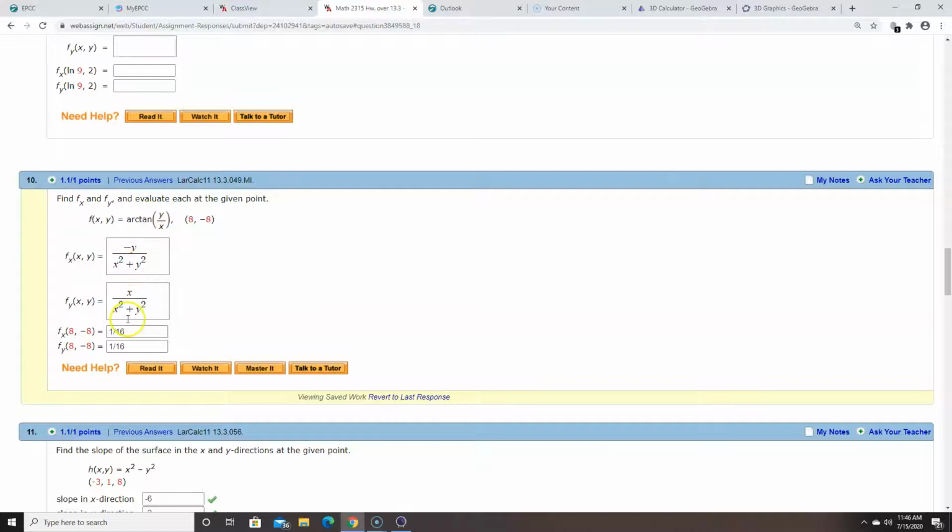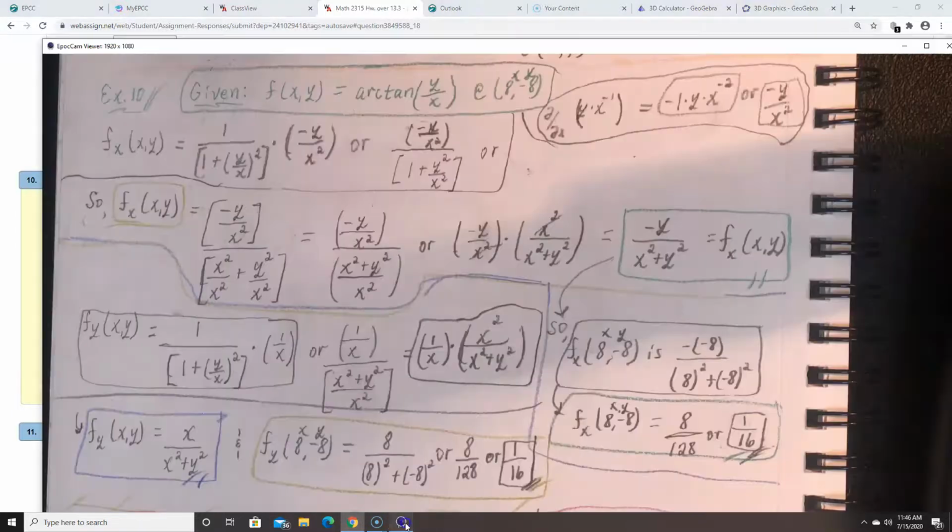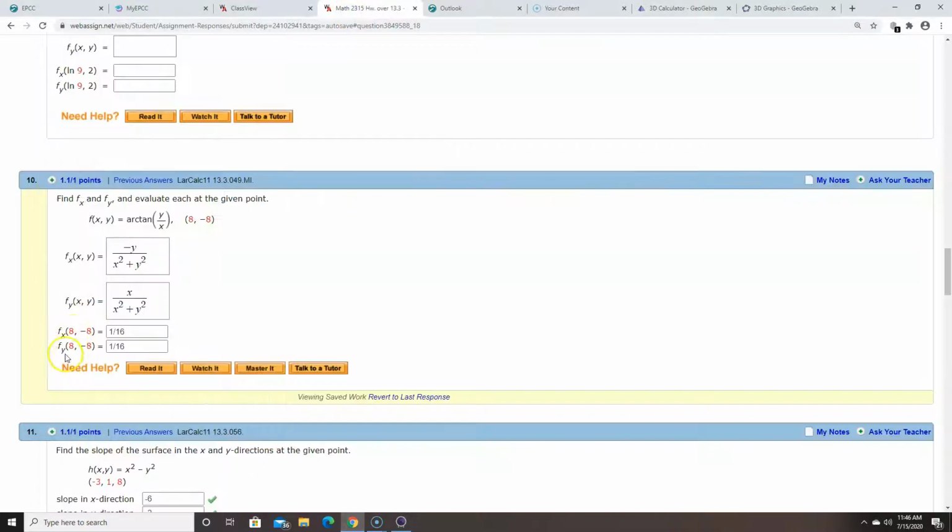And so here is our partial derivative formula with respect to y. x over x squared plus y squared. That's correct. And the partial derivative with respect to y at the same point is 1 over 16 again. And so that's what this is. So we're correct.